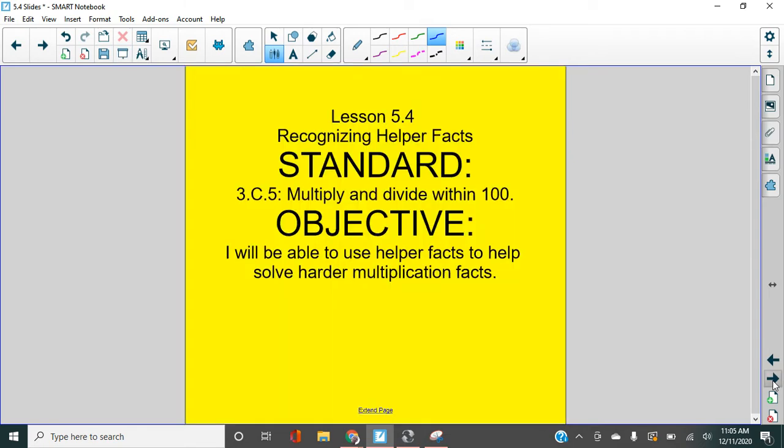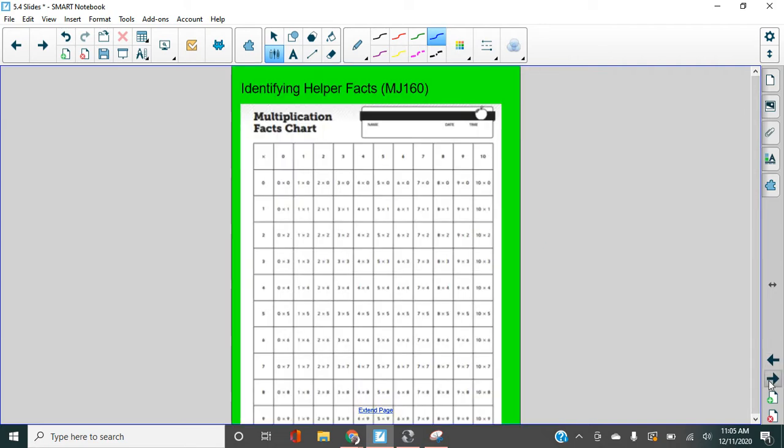Okay, working with this goal. You can see this standard too. All third graders work to be able to multiply and divide. Today, of course, multiplying within the number 100. That means with answers from 1 to 100.